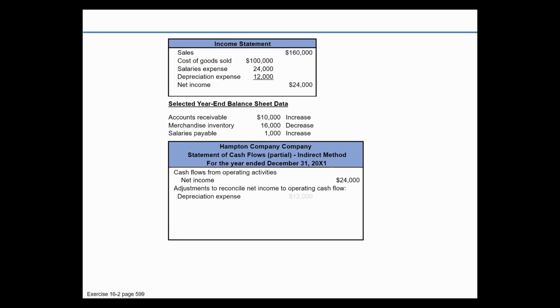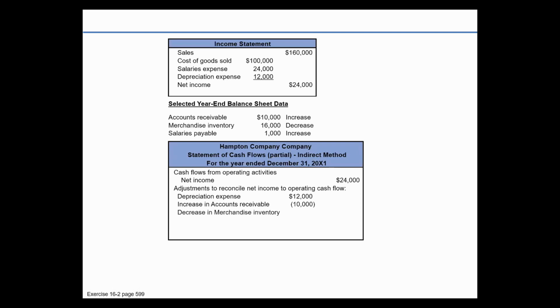So depreciation expense is $12,000. We're going to end up adding that back because there really was no cash involved in depreciation, if we remember from that. And then we have the increase of accounts receivable, which is $10,000. That is part of sales, but we haven't received the cash yet from it. So we don't want to include that in this, and so that's why we're going to subtract that out.